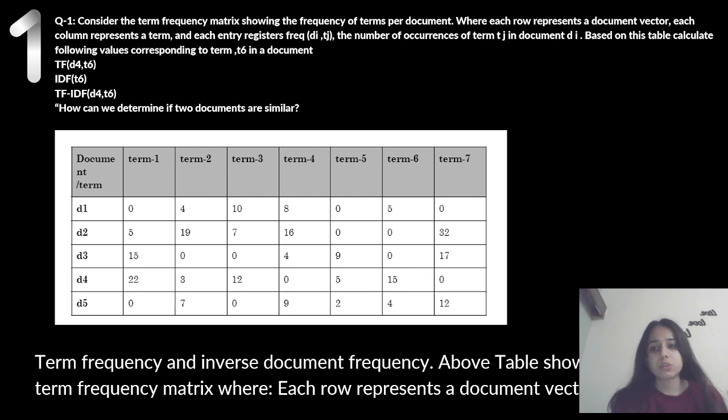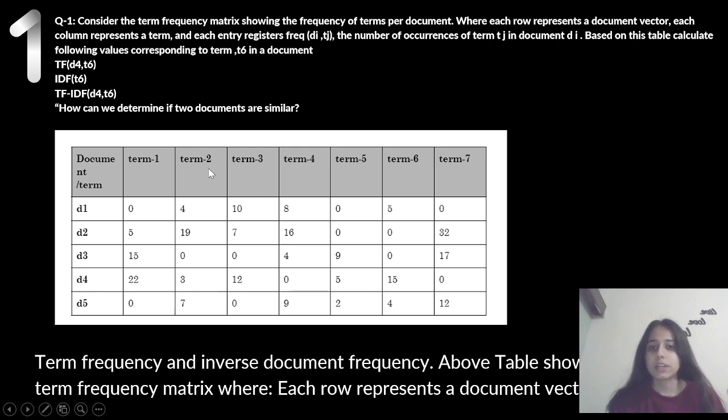TF-IDF of D4, T6: IDF of T6, TF of D4, T6. How can we determine if two documents are similar? We have documents D1, D2, D3, D4, D5, total 5 documents. We have 7 terms. Values are given for each.